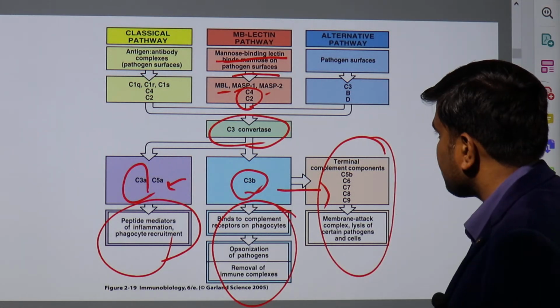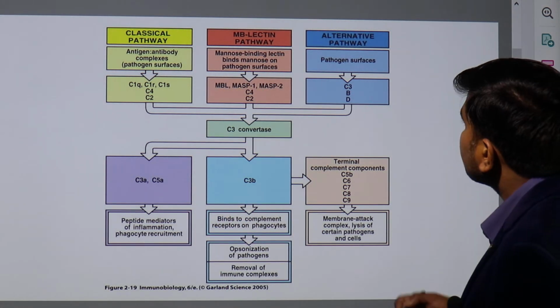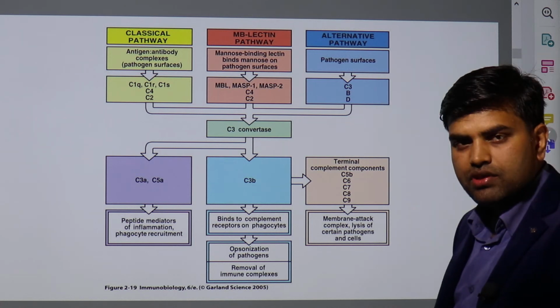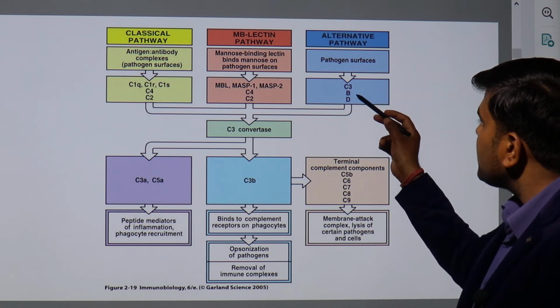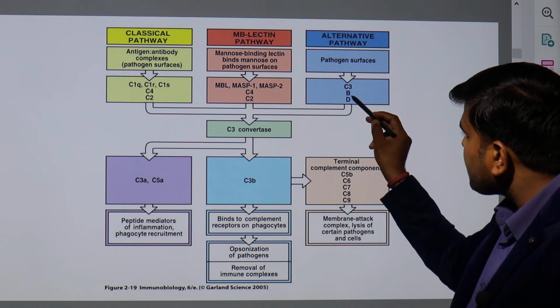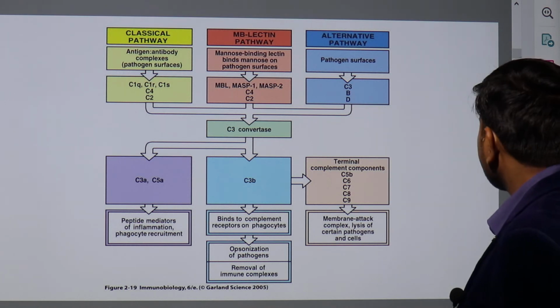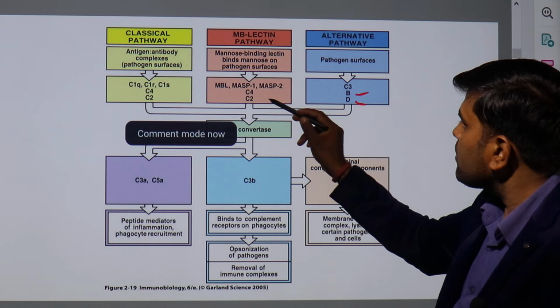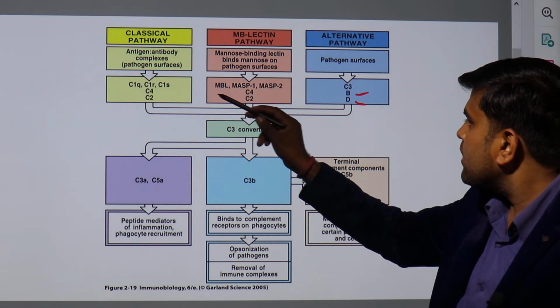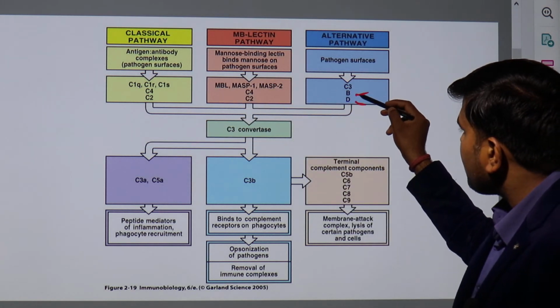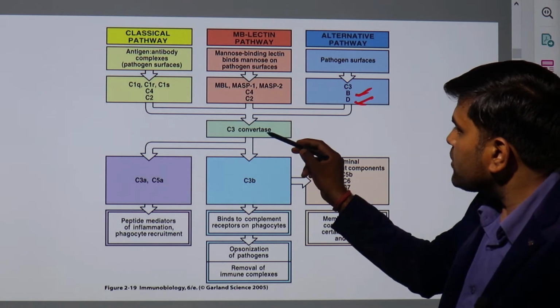and phagocytic recruitment. There is another pathway called the alternative pathway, which has the pathogen surface with this C3, and they require factor B and factor D, by which they will get activated. So there is no requirement of C2, C4 or C1. Only C3 will be activated by factor B and D, and they form the C3 convertase.